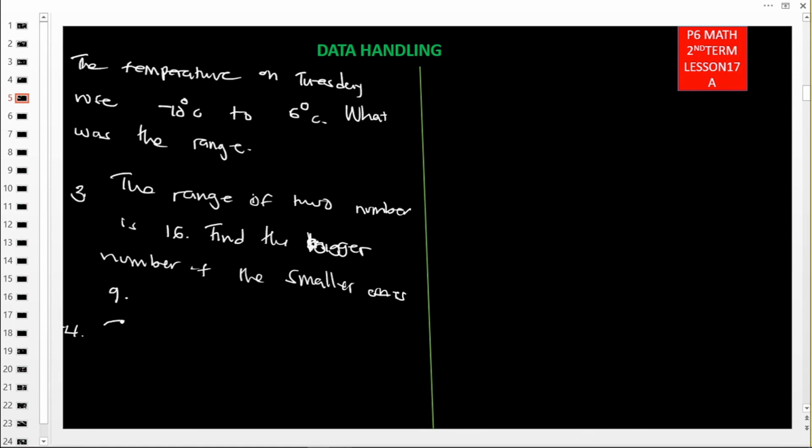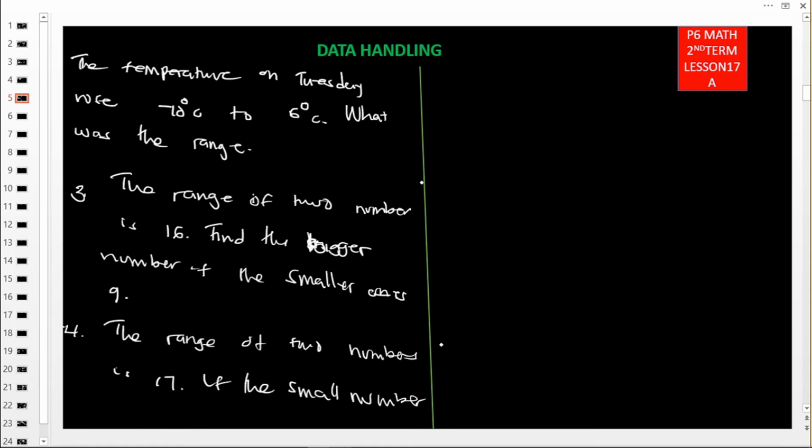Number 4, the range of two numbers is 17. If the small number is 11, find the big number. So you have been a good learner. Let me wait to see what you've done.